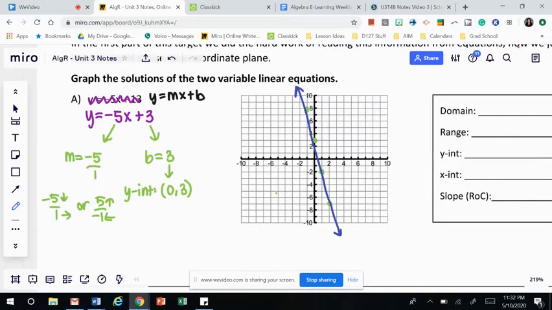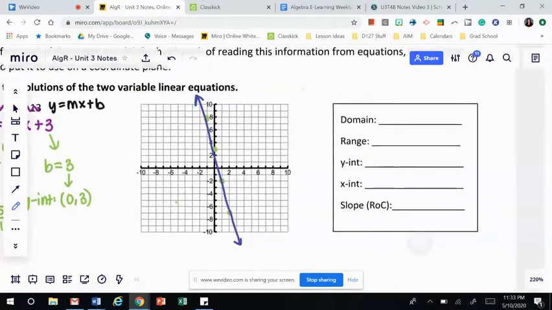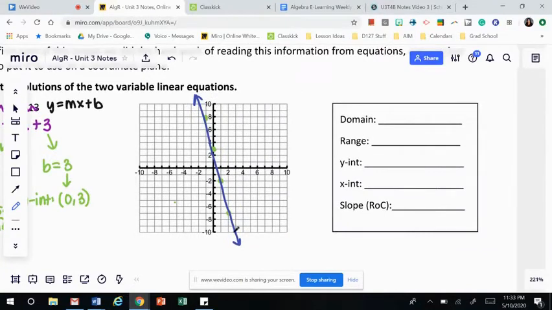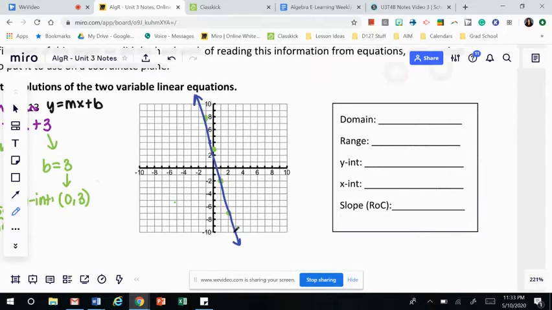Okay, so now let's get to our characteristics, starting with the domain and the range. The domain is what's happening with my graph as it goes to the left and to the right. The left side of my graph is going forever to the left, so it's going to negative infinity. And the right side is going forever to the right, so to positive infinity. So our domain is going to be from negative infinity to positive infinity.